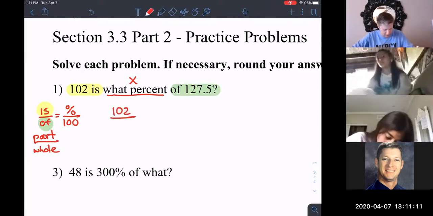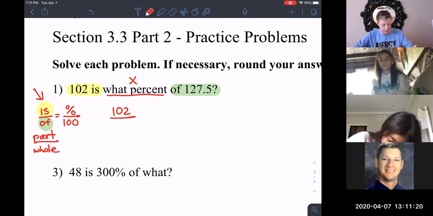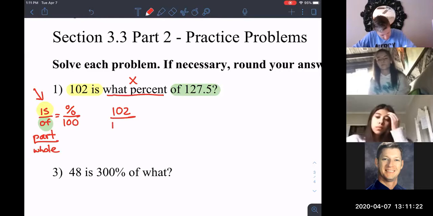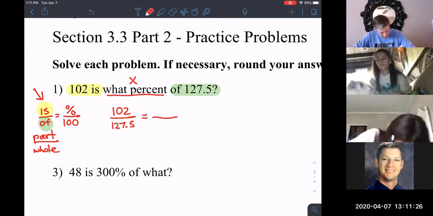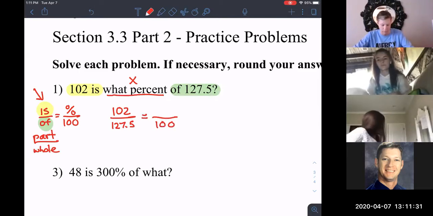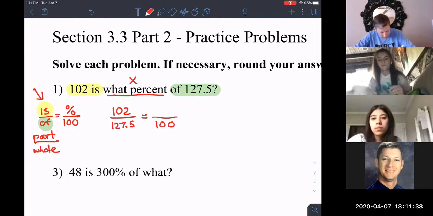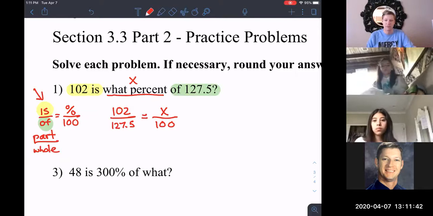So we're going to set this up and put 102 where the word is goes in our, I call this a template. That's how we get started, and then we fill in the values for each problem. The of number is the whole thing, so it's 127.5. We always have 100 here because we're always talking about percents, and 100 is the whole thing when we're talking percents. And since we're looking for a percentage in the problem, that's where our variable is going to go.